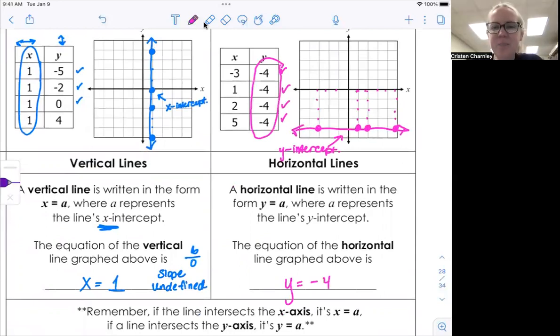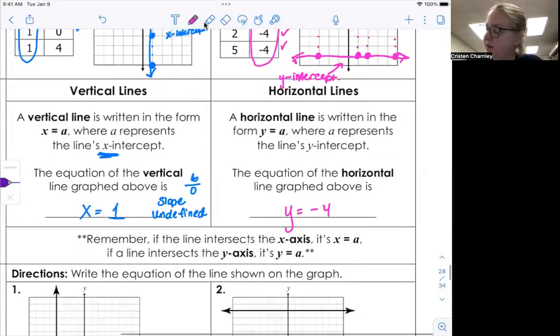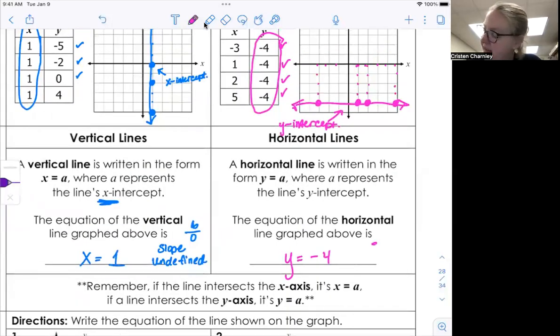Now, we don't want to have to make that table each time. That's a lot of work. So we're just going to practice writing them without making that table. Remember, oh wait, let's talk about slope. This one has a slope of 0. That's kind of like getting 0 over 6. We said that 0 over 6 is equal to 0. There we go. So remember, if the line intersects the x-axis, it's x equals a. If the line intersects the y-axis, it's y equals a.